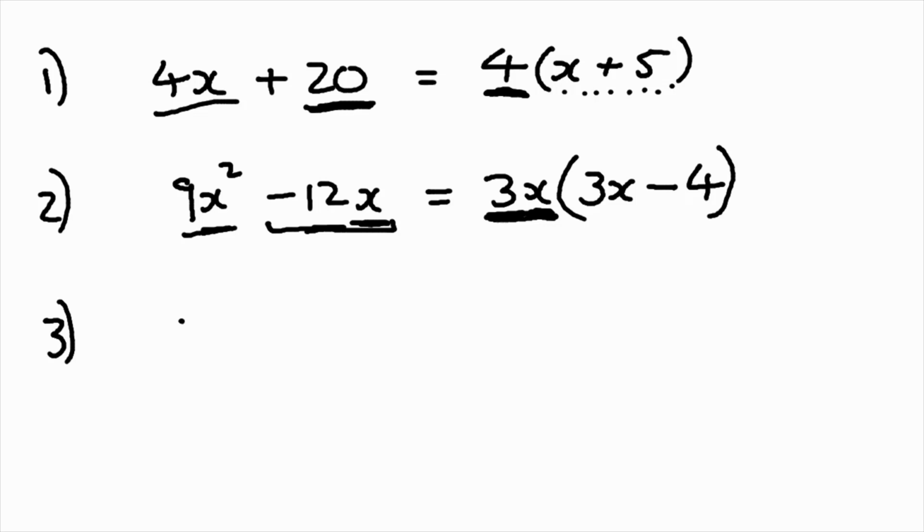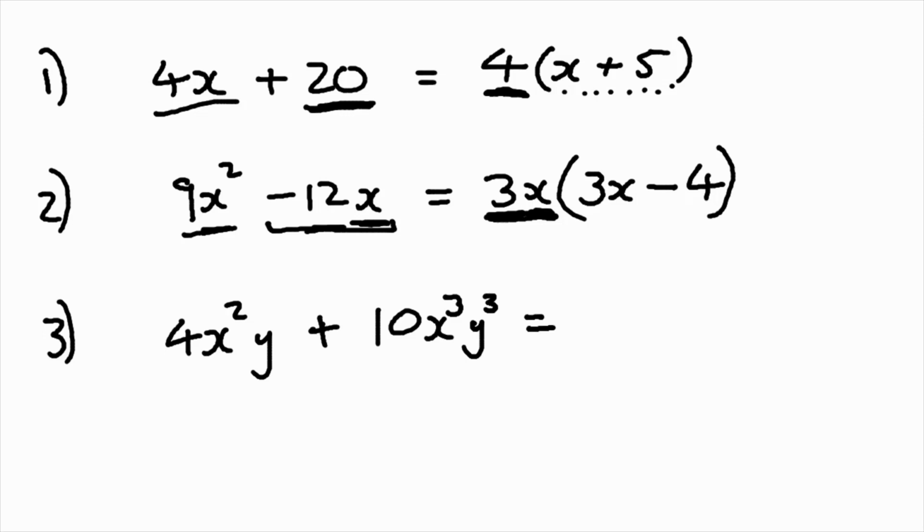Our final example, 4x squared y plus 10x cubed y cubed. We're going to start by looking at the numbers out front. What is the highest common factor of 4 and 10? That's going to be 2.